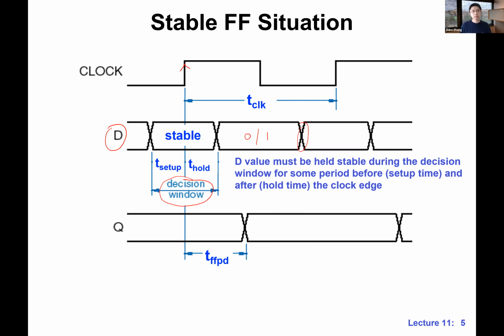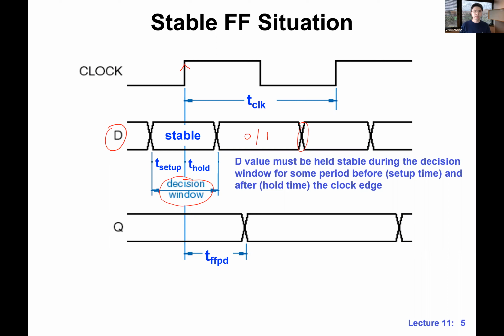Think about the flip-flop: we do have logic inside the flip-flop. We already mentioned that we are no longer living in the ideal world where all the gates have zero delay. We also have gates inside the flip-flop. That means after the clock edge, after the flip-flop captures the new D value, it also takes some time for this new value to propagate and show up on the Q output side. This is basically the TFFPD.